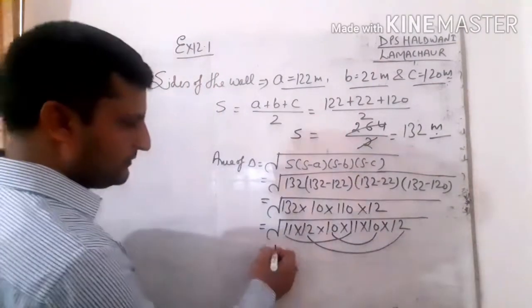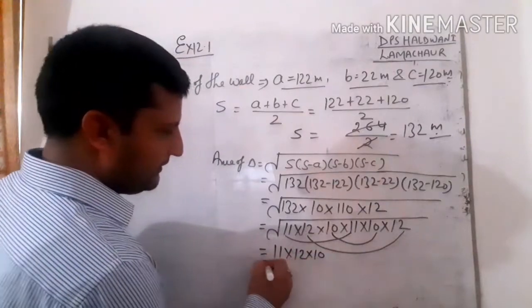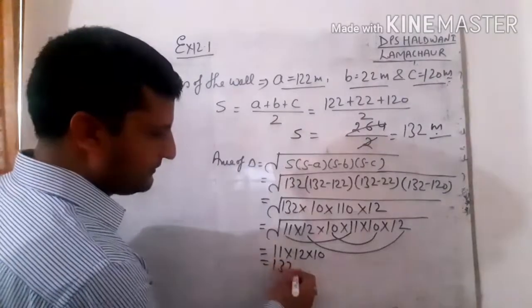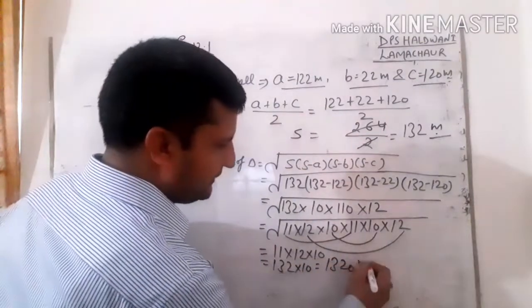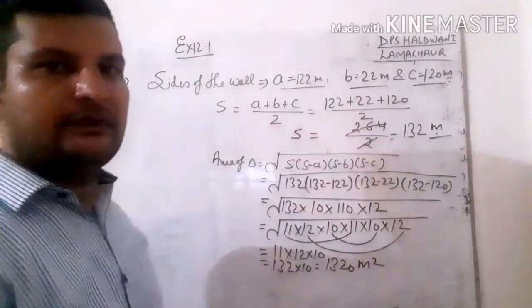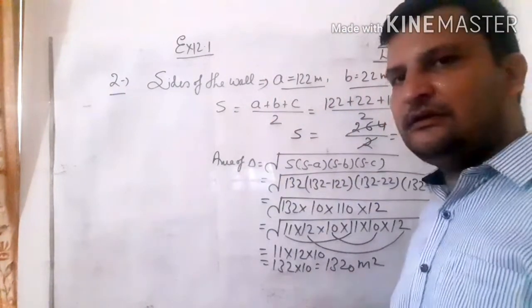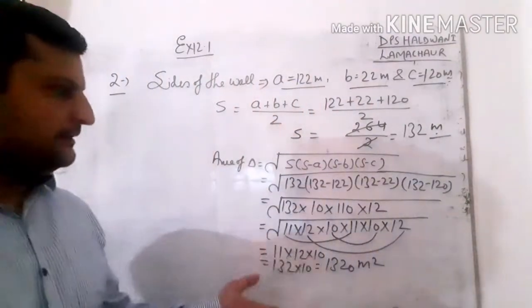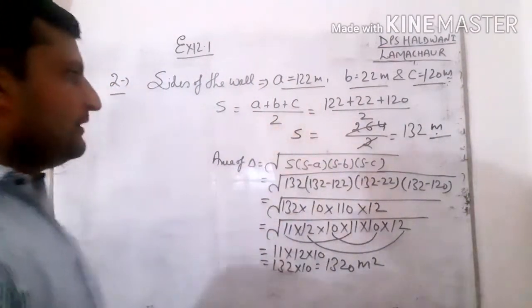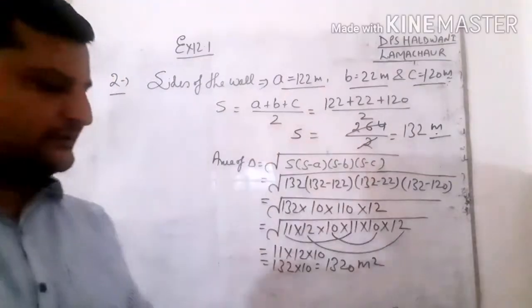So what we have to do, 11 into 12 into 10. 11 into 12 is 132 into 10, that is 1320 meter square. So students, the area of this triangle is coming 1320 meter square. So we have found it easily by making the pairs. Now students, the rest part is what we have to find in this question.